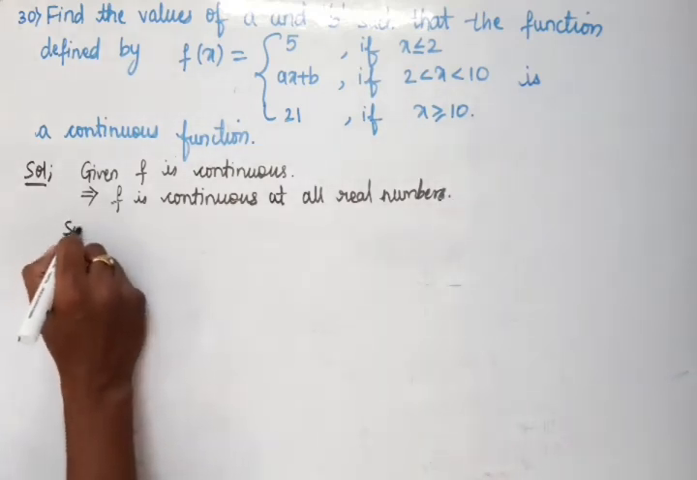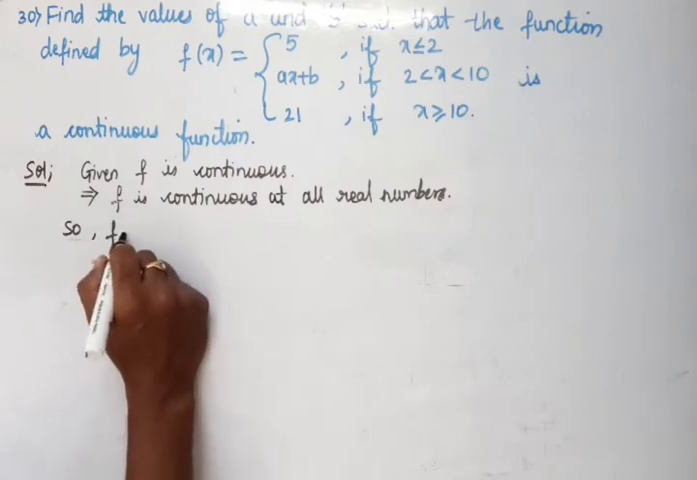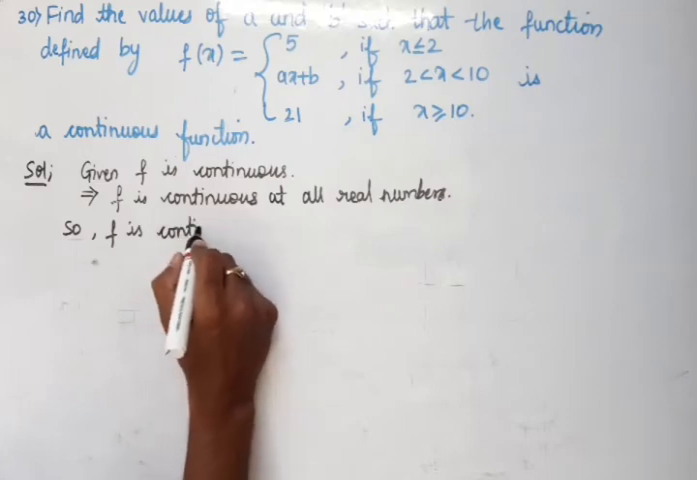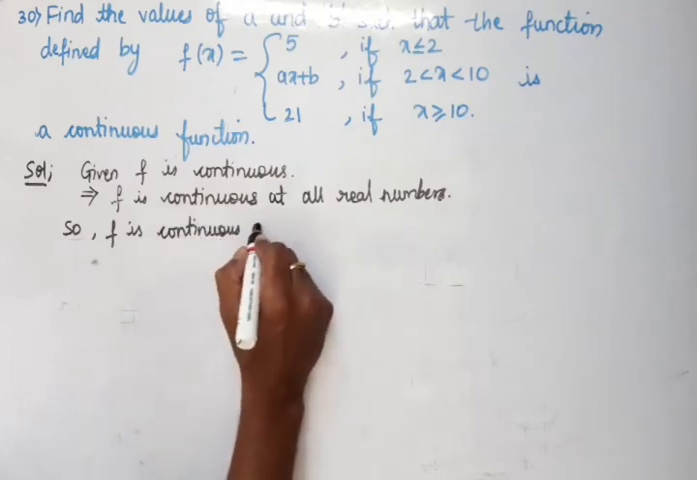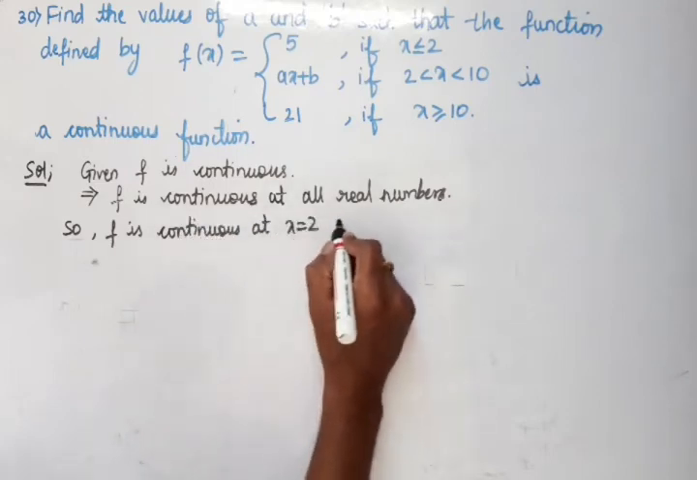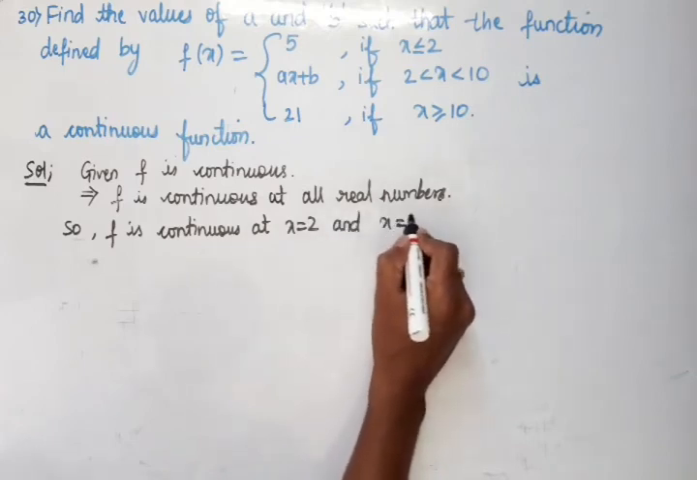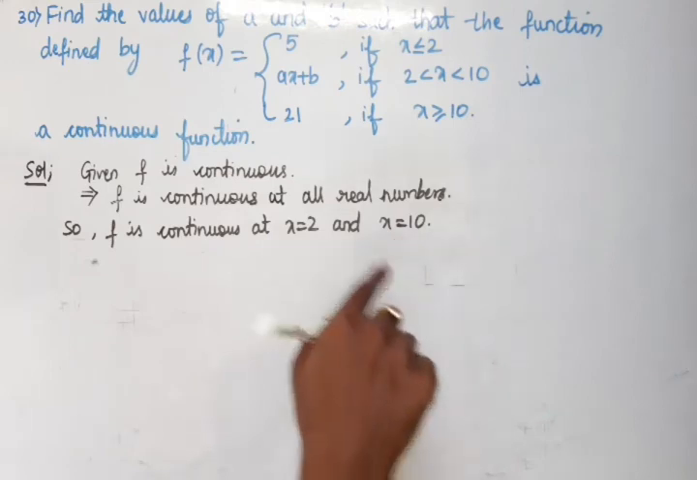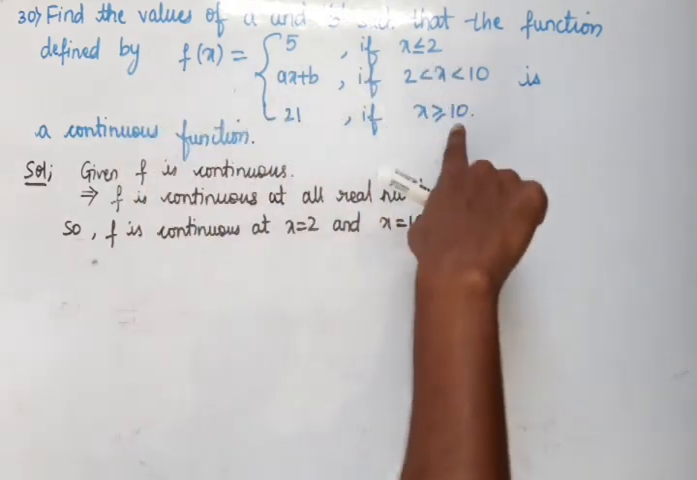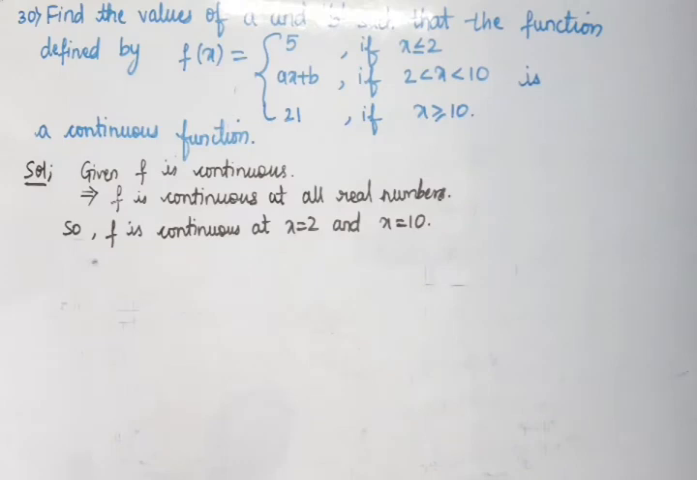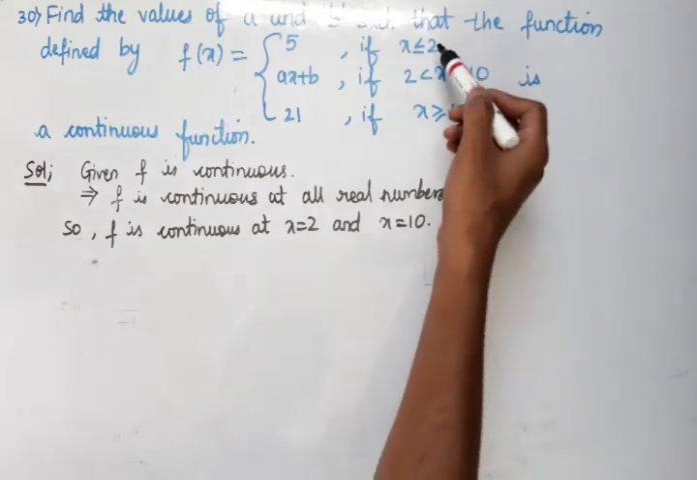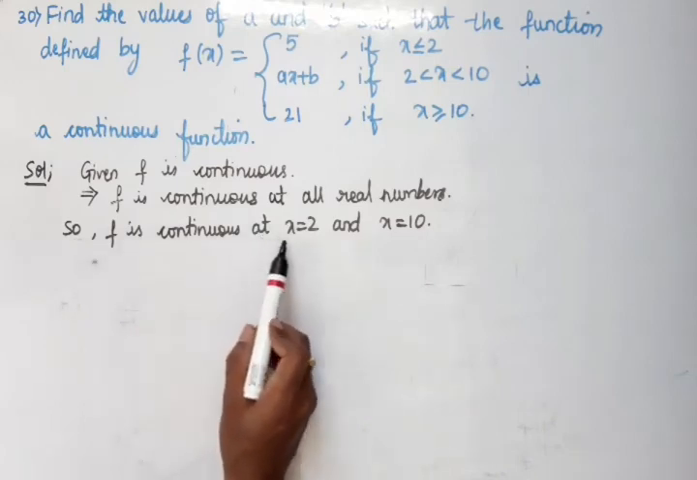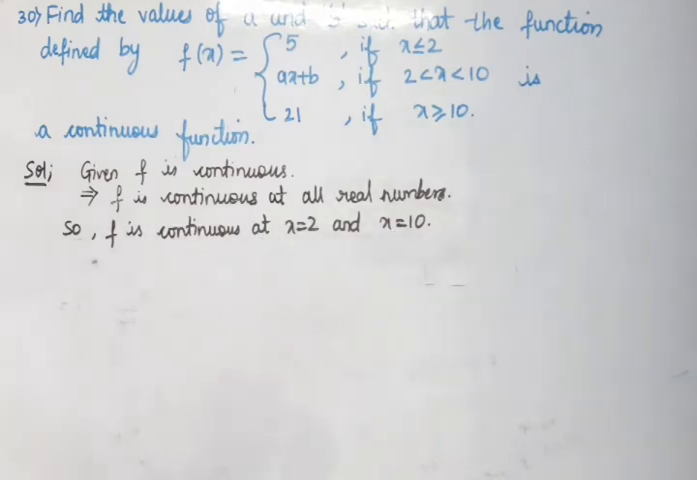So f will be continuous. f is continuous at x is equal to 2 and x is equal to 10. I have considered x is equal to 2 and x is equal to 10 because in this function, x is equal to 2 and x is equal to 10 are partition points. This function is splitting at x is equal to 2 and x is equal to 10, so I am going to consider the function to be continuous at x is equal to 2 and x is equal to 10.